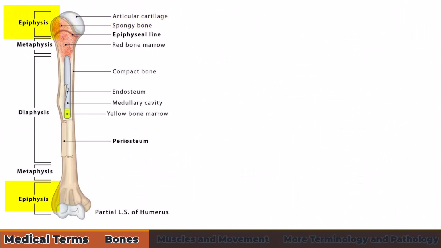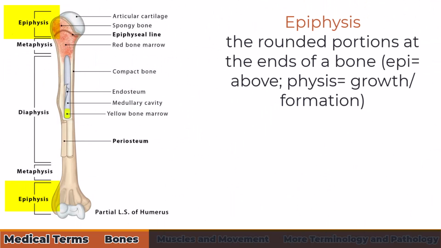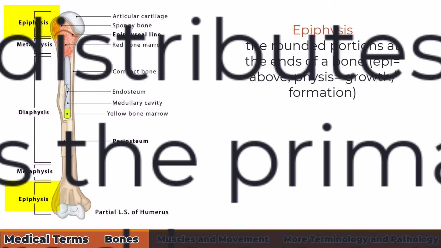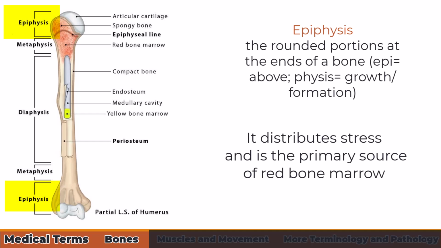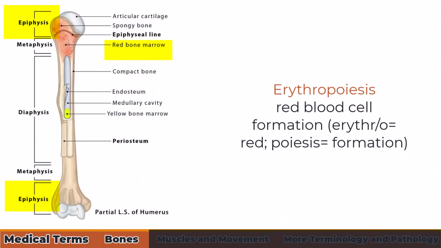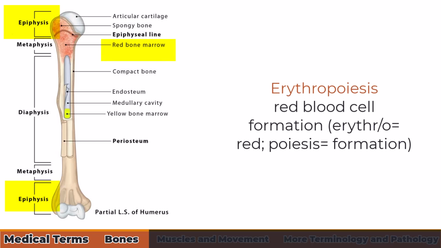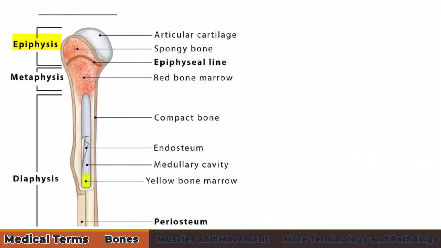Notice the proximal and distal epiphyses. These rounded ends primarily function as a support to joint formation by distributing stress. It is also the primary source of red bone marrow in long bones. This is where erythropoiesis, or formation of red blood cells, occurs. The epiphysis is made of 2 types of bone tissue, spongy bone and compact bone.